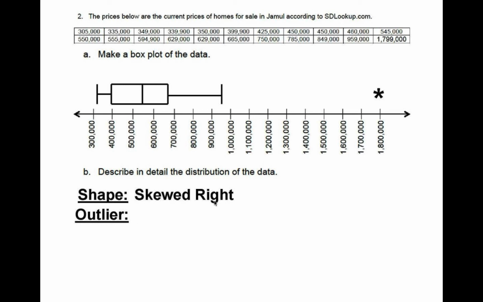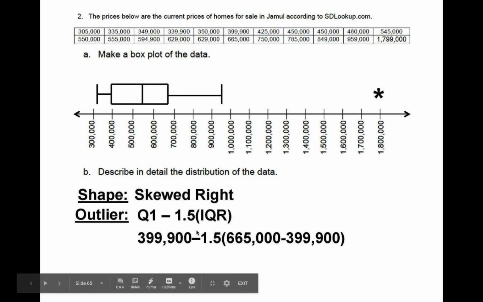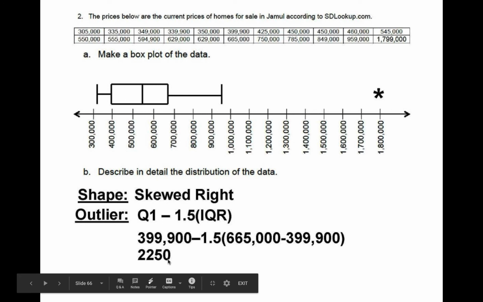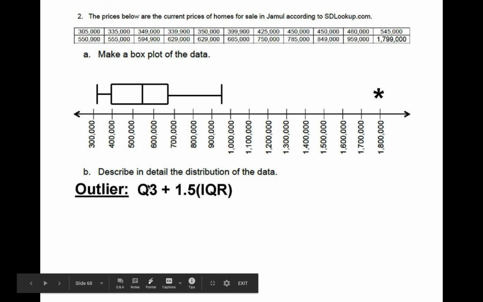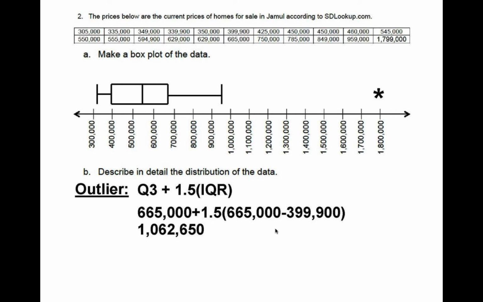Since it's skewed, your outlier has to be checked by the 2 formulas, the Q1 minus 1.5 times IQR. So quartile 1 was 399,900 minus 1.5 times the IQR, remember the IQR is quartile 3 minus quartile 1. When you type that in, you're going to get $2,250. Notice there is no home cheaper than 305,000, so there is no minimum outlier. Now we have to check for the maximum, so you have to do the other formula, which is quartile 3 plus 1.5 times IQR.